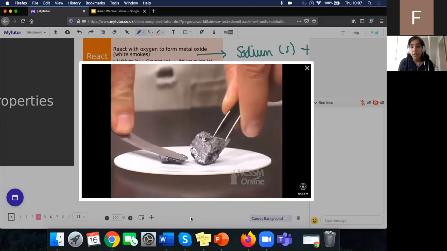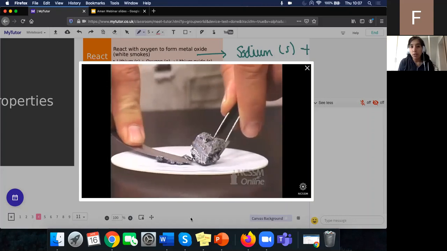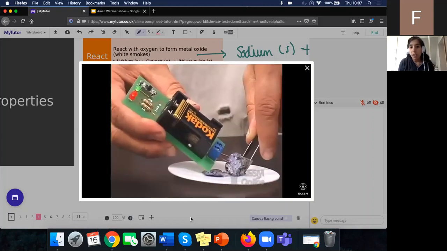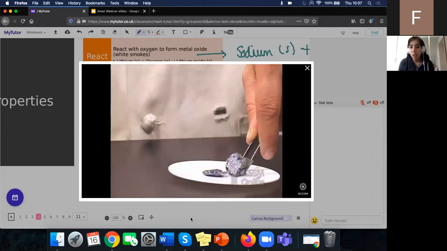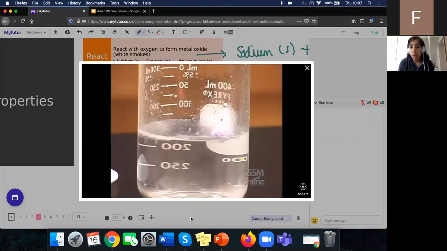And that shininess is going to go away quite quickly because it's going to react with oxygen, as we've just done, so it's going to form a layer of potassium oxide. He's just testing that it conducts electricity, and we know that metals conduct electricity because of those delocalized electrons. And now it's going to add it to water, and there you can see the classic purple flame.